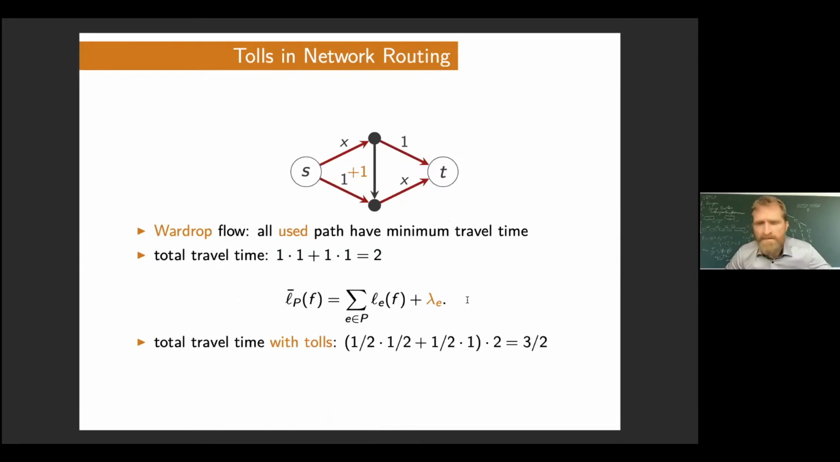And in this example, if you just kill this middle arc by assigning a toll of 1, assuming money and travel time are on the same scale, otherwise we would just rescale, then the flow evenly splits on the upper and lower path, and we have a system optimal traffic flow distribution, and the travel time for every agent goes down to 3.5. This greatly improves the travel time.